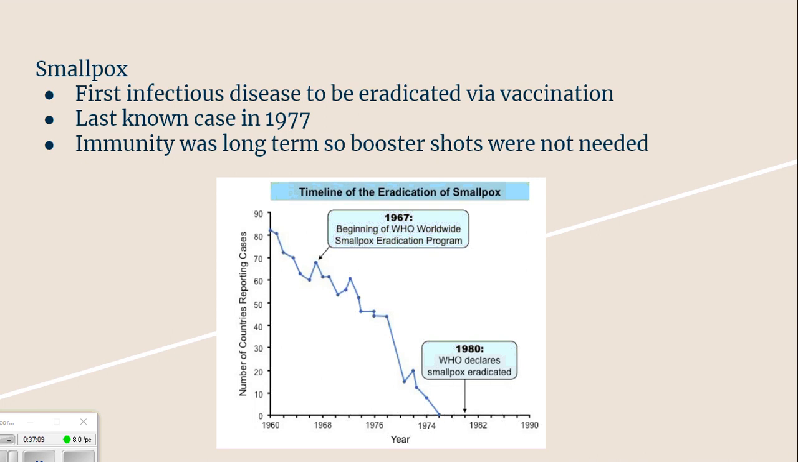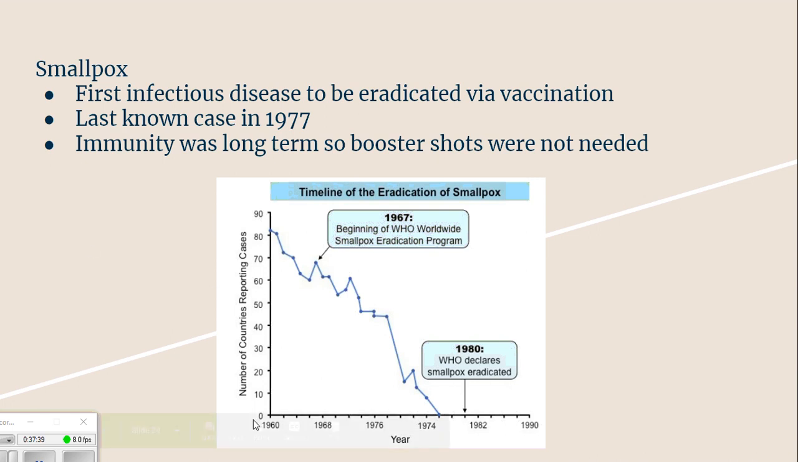And smallpox was also the first infectious disease to be eradicated through vaccination. It's circular in a way, or it closes that loop: it was the first disease for which a vaccine was created, and the first disease to be eradicated through vaccination. The last known case globally was in 1977, and the immunity was long-term, so booster shots were actually not needed.